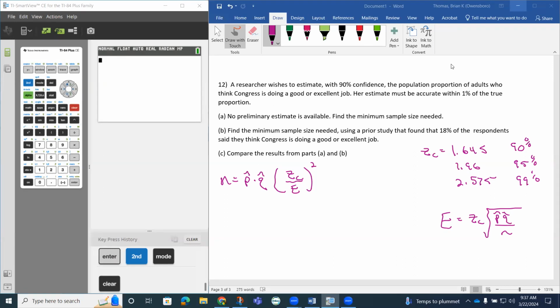So remember, if there's no preliminary estimate available, we're supposed to use p hat. It's got to be 0.5 by definition, which means q hat's got to be 0.5 by definition. So when we use the formula to find the minimum sample size, we have p hat, which is the sample proportion of successes, times q hat, which is the sample proportion of failures. Then we're going to multiply by the critical value z, and we're going to divide by the margin of error, and that's going to be squared.